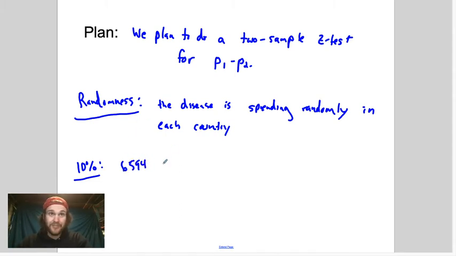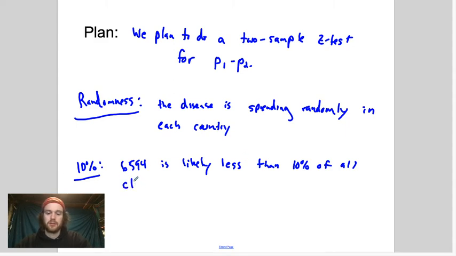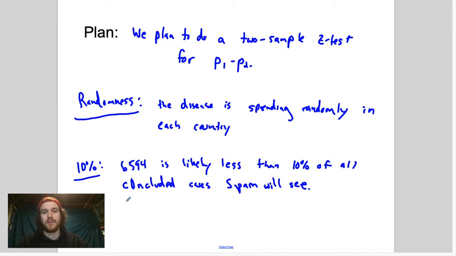6,594 is likely less than 10% of all concluded cases Spain will see. Okay, so the population is still growing effectively. People are still becoming infected. And so I think based on what's projected, they're going to end up seeing more than 60,000 cases.